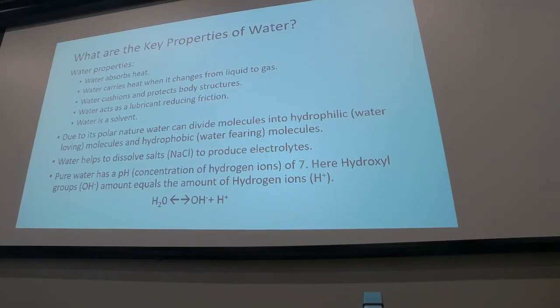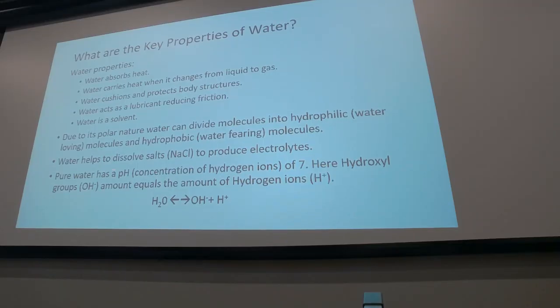Basically, it can combine with sodium chloride. It can combine with glucose and other ions or molecules. And then because it is polar, it can subdivide major groups of chemicals, or compounds, into hydrophilic or hydrophobic. Basically, molecules that like water are hydrophilic, and molecules that don't like water are hydrophobic.